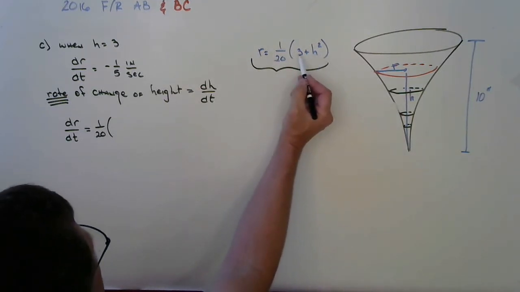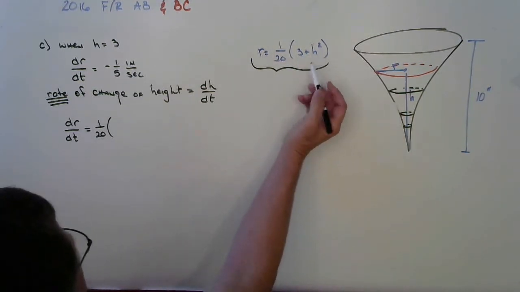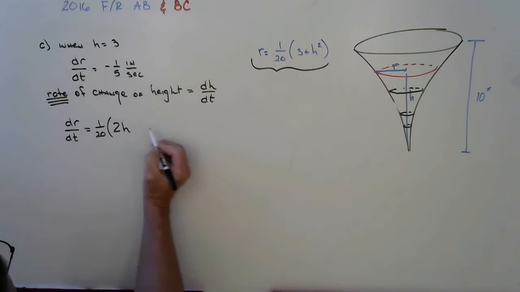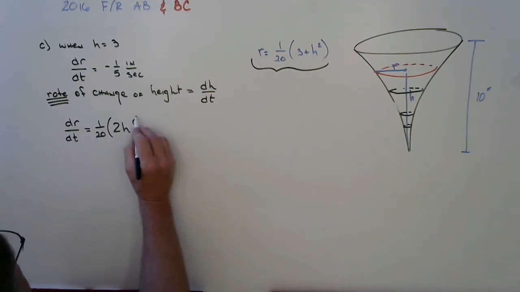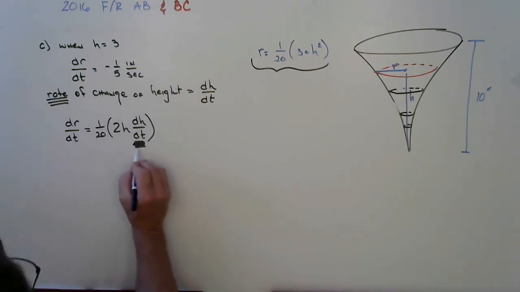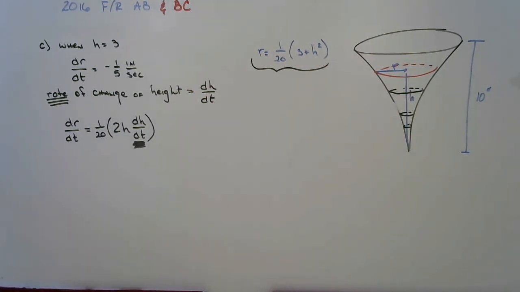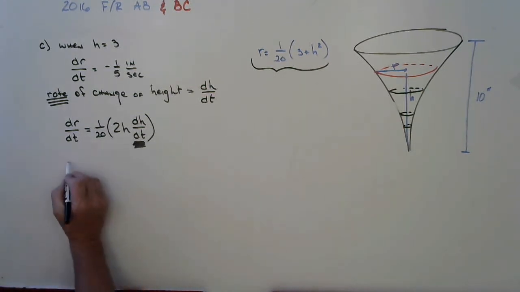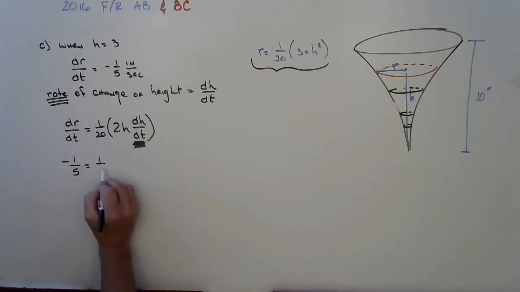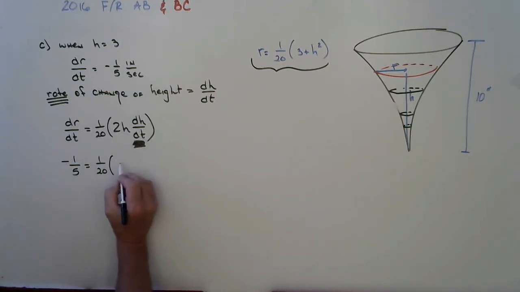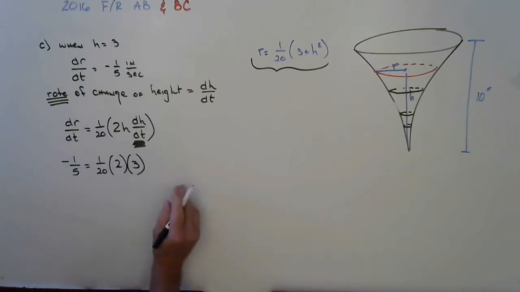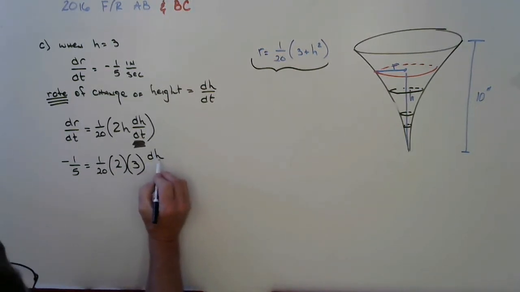times the derivative of this. The derivative of 3 is 0. The derivative of h squared is 2h dh/dt. This is what they want me to find. But we know all these other numbers. We know dr/dt is negative 1/5. We know that's 1/20. We know that's 2. They told us that while this is going on, h is 3, and they want us to find dh/dt.